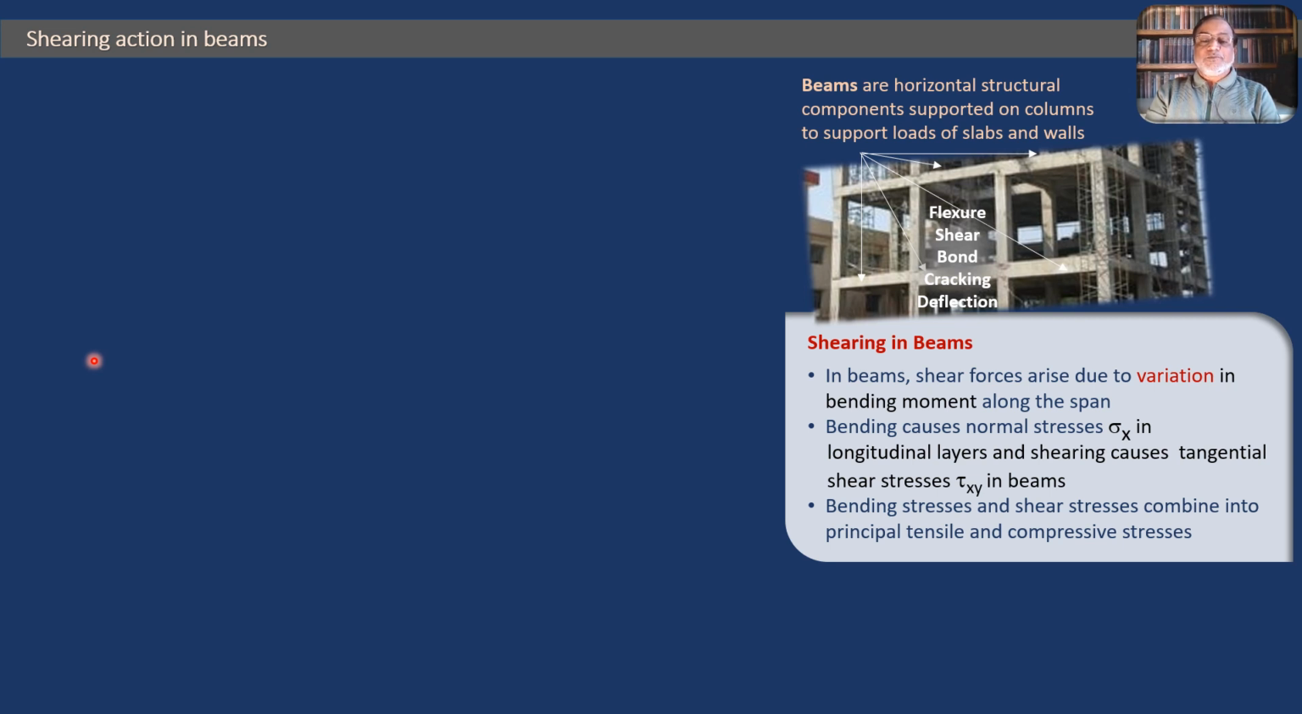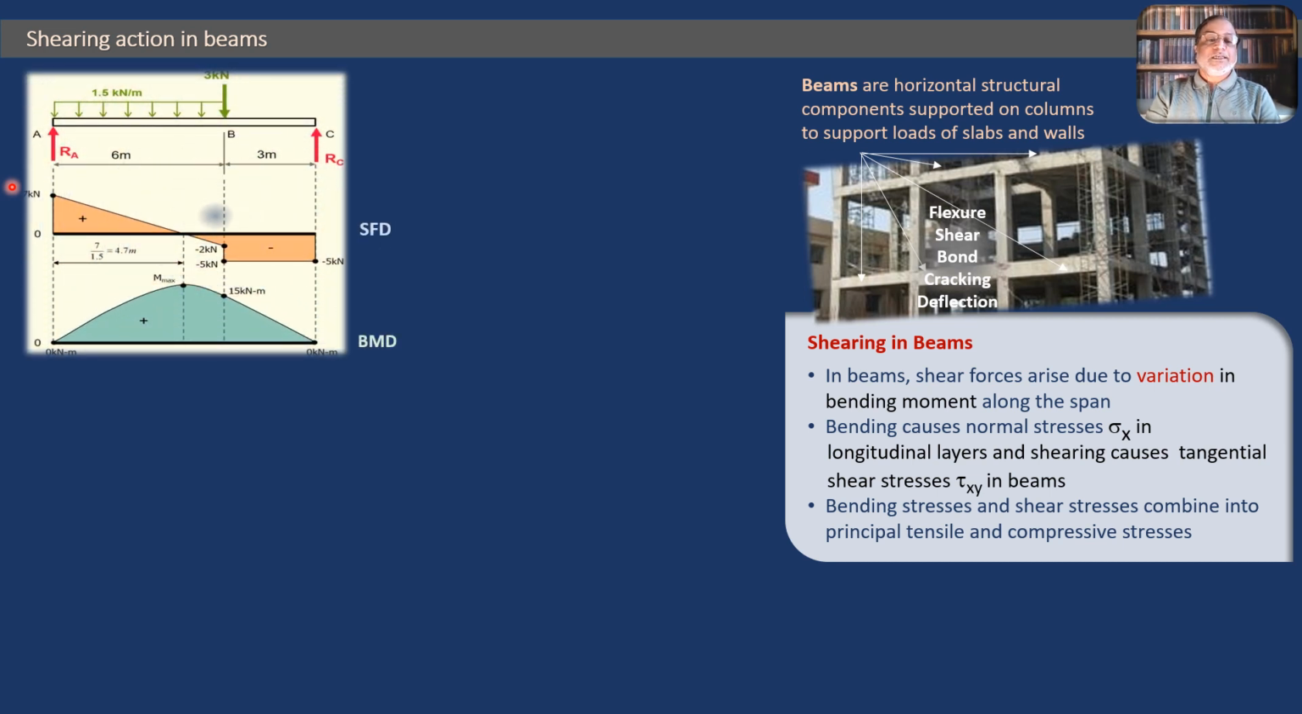But in beams, we find that shear forces arise due to variation in bending moment along the span. That means the bending moment is not constant along the span, and that variation in bending moment gives rise to shearing forces in the beam. Let us have a sample example. Look at this beam loaded with a UDL and a point load, a simply supported beam. We are very much conversant with this SFD and BMD.